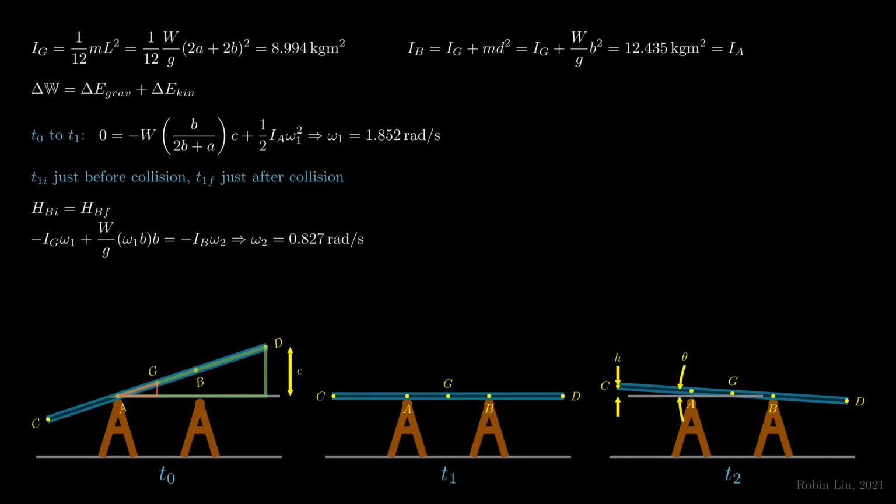From the conservation of momentum, we can find omega-2, which, again, is the angular velocity of the beam just after the collision. Finally, we can consider the time period from T1 to T2. This is again a straightforward use of the conservation of energy equation. We can find theta and use theta to find the maximum height of C.